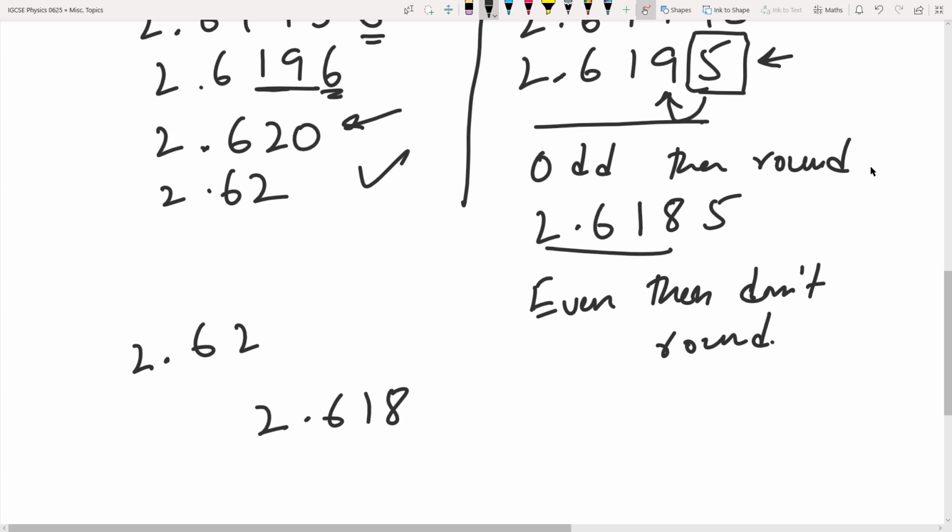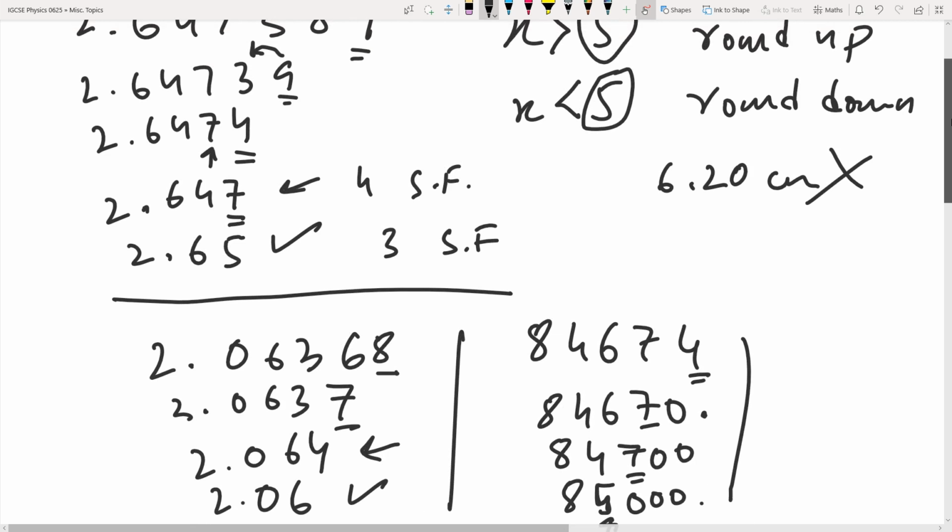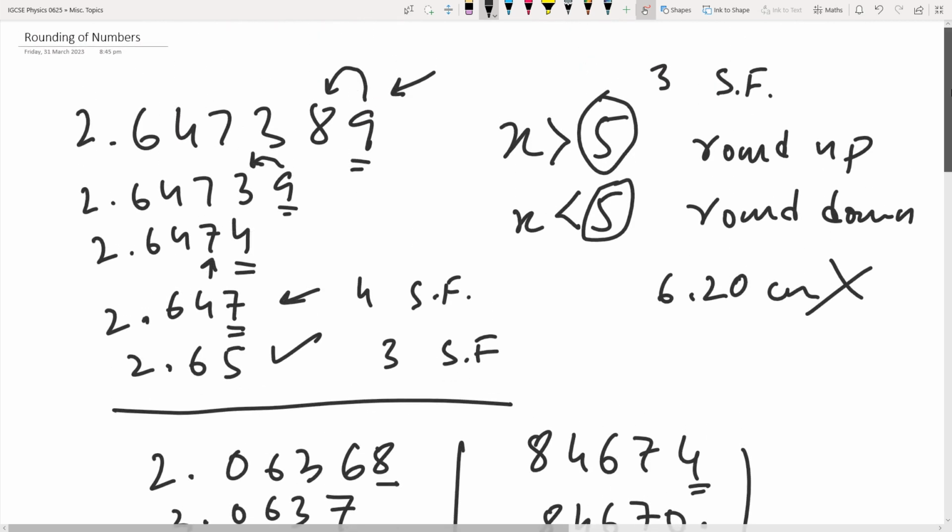So remember, when there's a 5, we round up if the number prior to this 5 is odd, and we don't round up if the number prior to this 5 is even. If you remember these rules, you will be able to round off these numbers accurately without the issue of any marks being deducted for your numbers. I hope I've clarified this confusion about how to write rounded numbers.